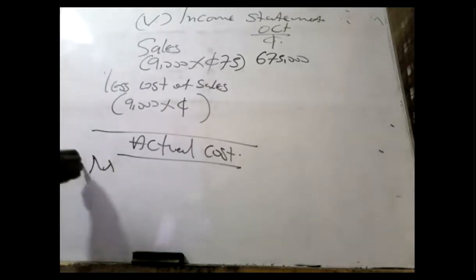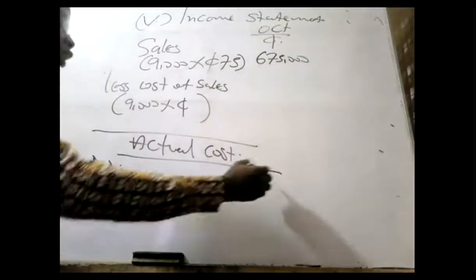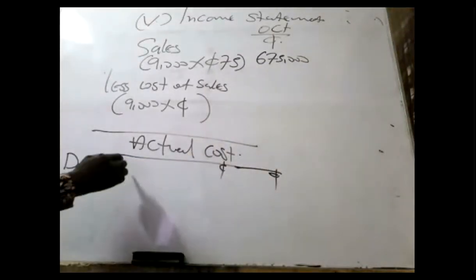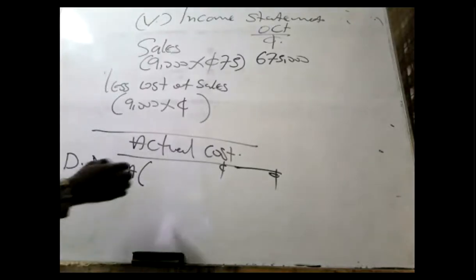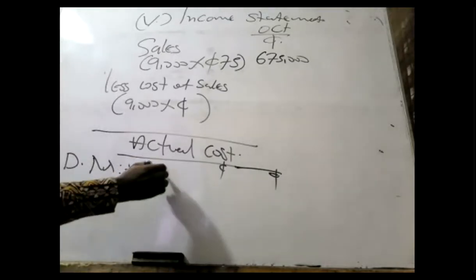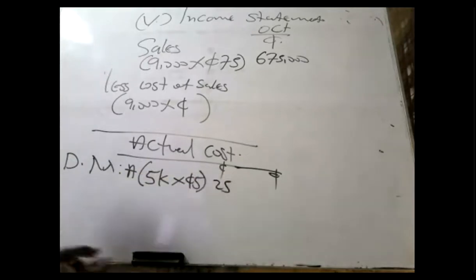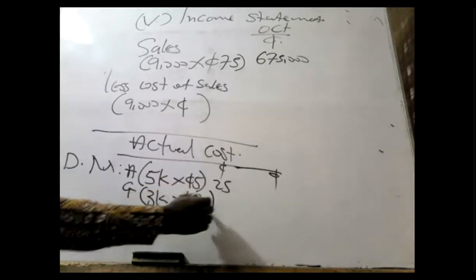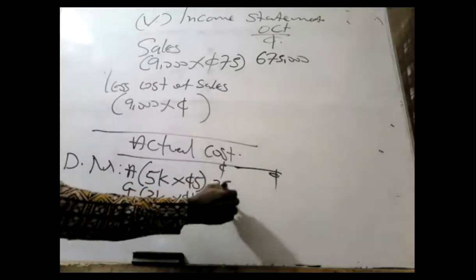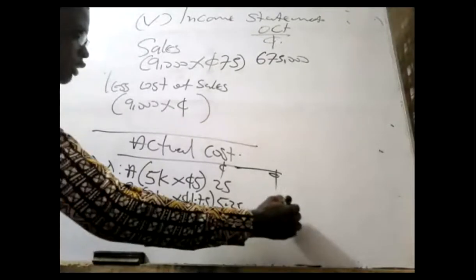So direct material cost. There are two materials here. Number one, ICAG. How many kgs? And what's the price? For ICAG, they need 5 kgs at 5 Ghana cedis. So therefore, we get 25 cedis. Let's go to ginger. Ginger, they need 3 kgs times 1.75. That'll give us 5.25. So total material cost is 30.25.